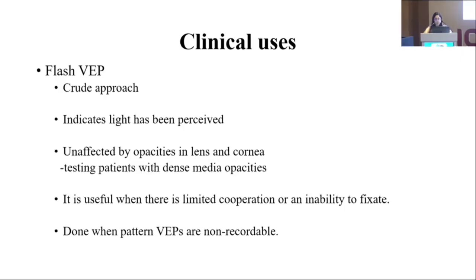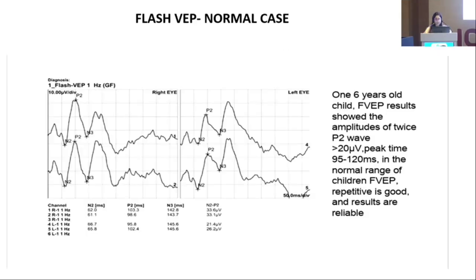Flash VEP is a crude approach. It indicates that light has been perceived. It is unaffected by opacities in the lens and cornea. It is useful where there is limited cooperation, and it is done when pattern VEPs are not recordable. This is a printout of a normal flash VEP. It shows N2P2 amplitude, which is normal, and there is no latency delay.